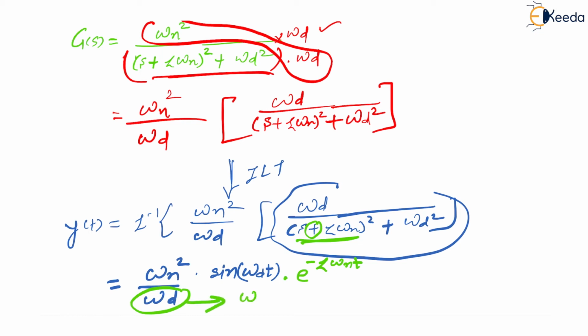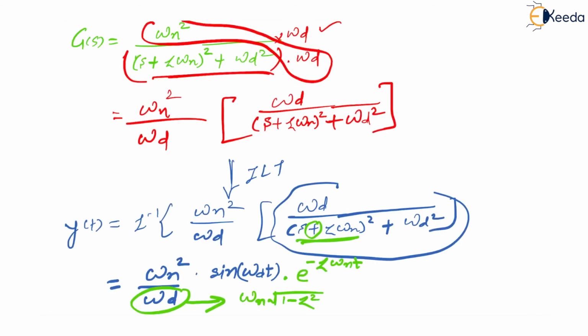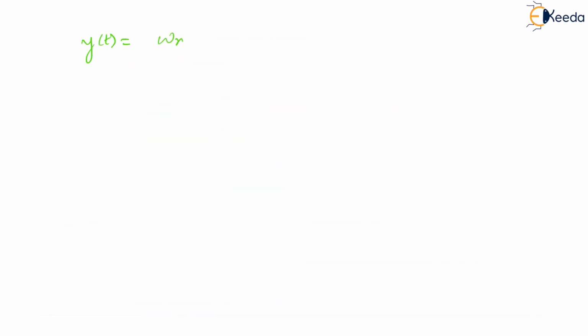Let me just put this omega d to be whatever it is, so omega n into under root of 1 minus zeta square, that is what it is, correct? So let me just replace that and see what I get. So finally y of t that you get is going to be, see, omega n squared is there already, omega n squared upon omega n into under root of 1 minus zeta squared into e to the power minus zeta omega n t into sin omega d t.